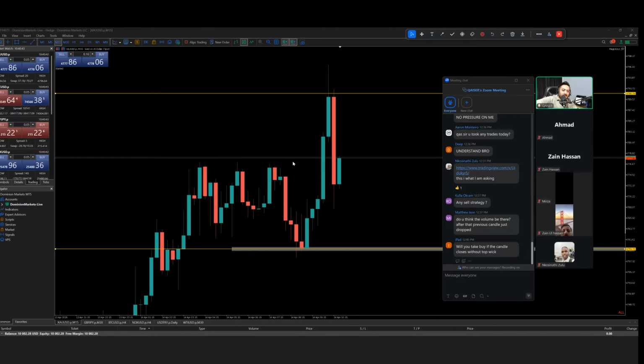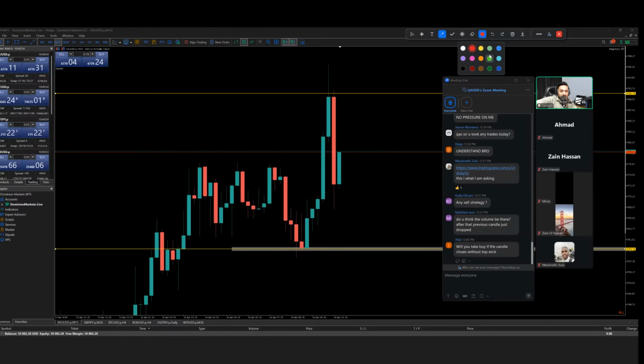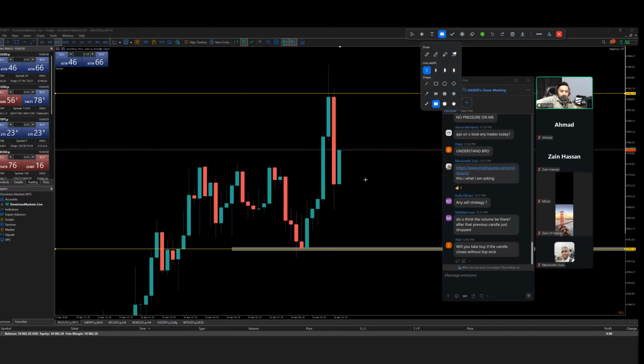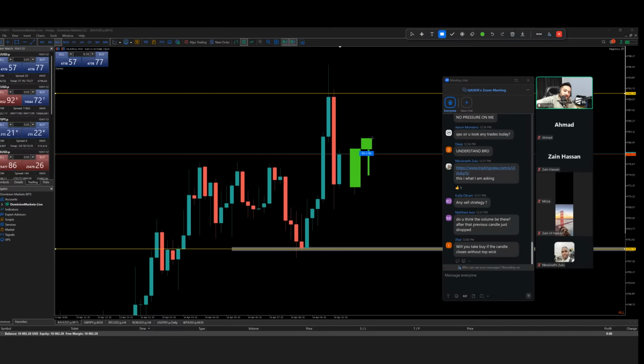Will you take a buy if a candle closes without a top wick? If a candle is going to close without a top wick, and I want to give my trade a chance, with a 50-50% candle, most probably I try to avoid it. But if the next candle creates a long wick and then breaks above the high, I could give my trade a chance, depending on the volume and with another 50% probability that it could continue pushing upside.